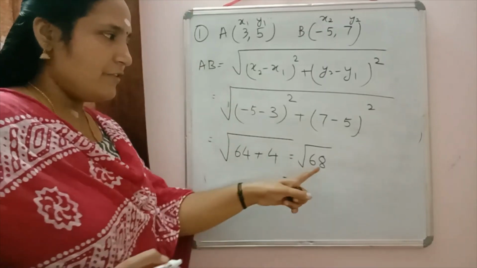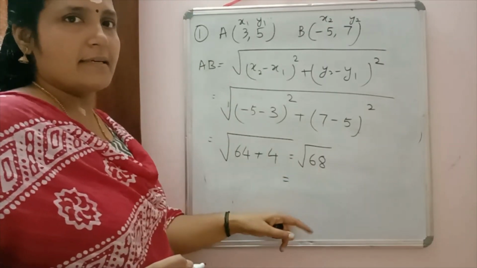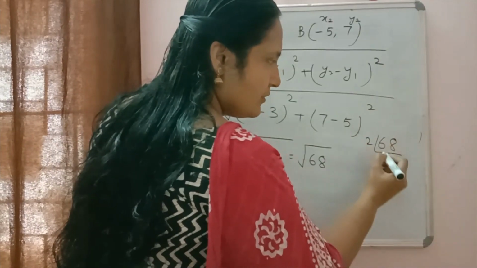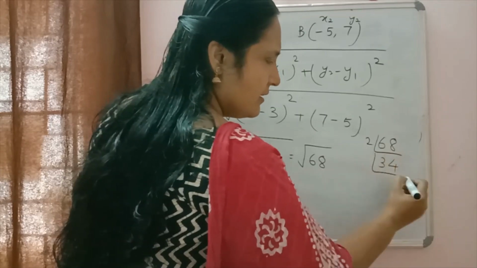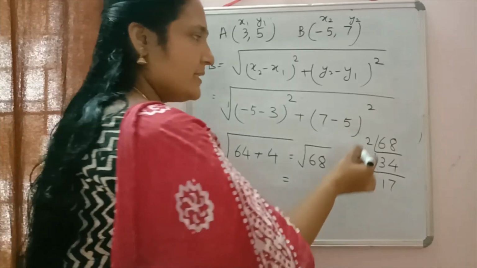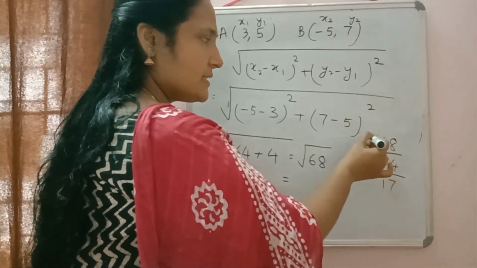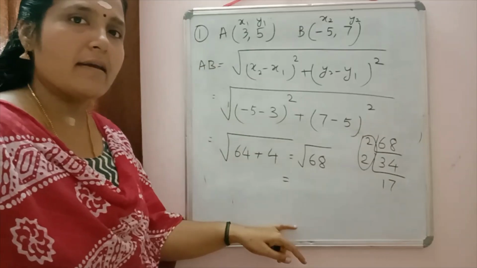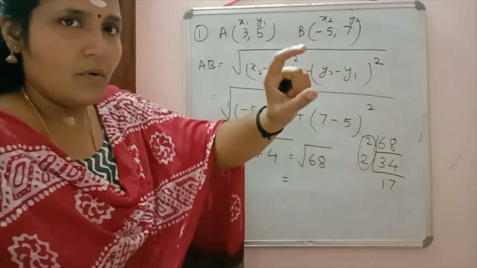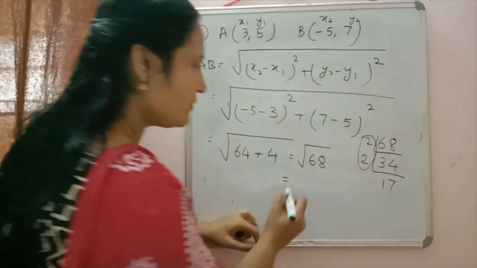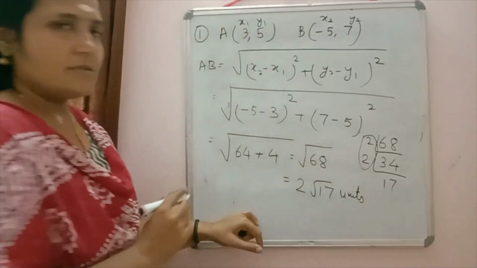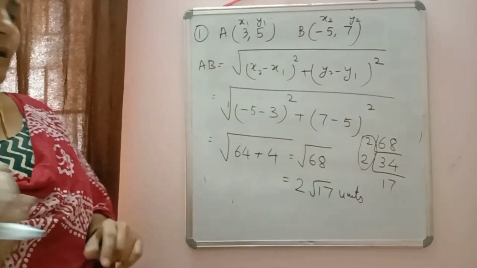And always, when you are writing the answer, simplify the answer also. We know 68 is not a perfect square. So we can do the prime factorization there. 68: 2 times 34, 2 times 17, and 17 is a prime number. So inside the square root, when we are doing the prime factorization and numbers are coming in pairs, then we can write one number outside the square root. Instead of these two in a pair, only one number will come outside the square root. So it will be equal to 2 root 17 units. So in this way we have to use the distance formula.